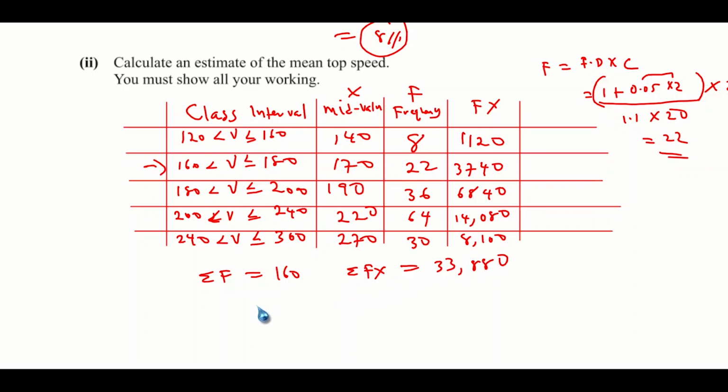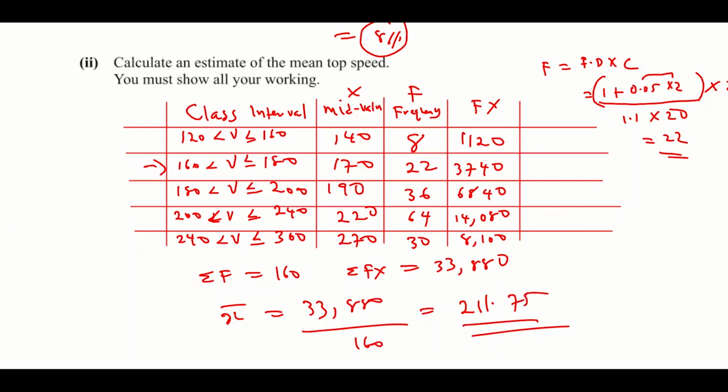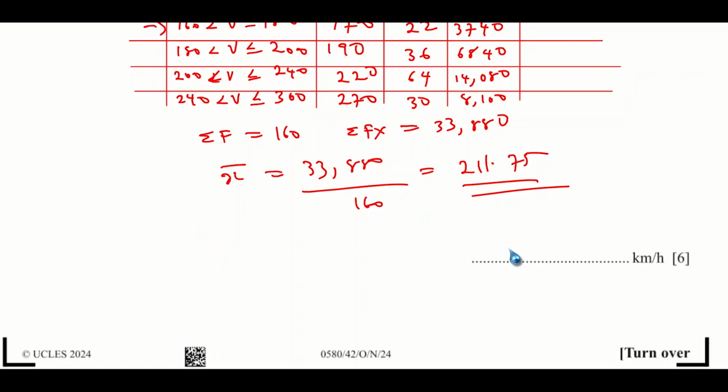So to get the mean, denoted by this, it will be equal to the summation of fx, which is 33,880, divided by 160. So this will be equal to 211.75. So this is the direct answer, so there's no need to approximate. So you have 211.75 kilometers per hour. So let's go to the next question.